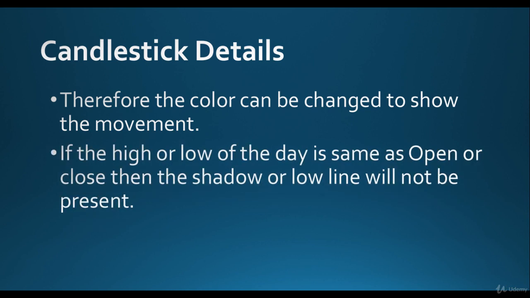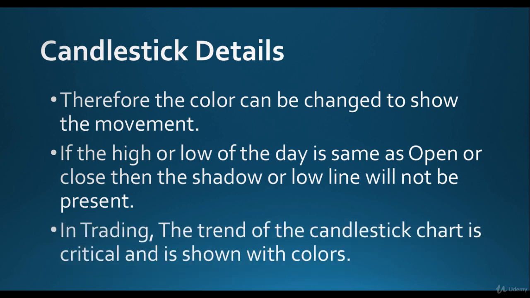If the high or low of the day is the same as open and close, then the shadow or line will not be present. That is, let's say it closed on its high, then the upper shadow, upper line or upper wick won't be present. So if you see a candle without an upper wick or a lower wick, it means that it closed on the high or on the low. If it closed in green, it closed higher, and there is no low, then it means whatever it opened on is the low. We will discuss it in detail in the next chapters.